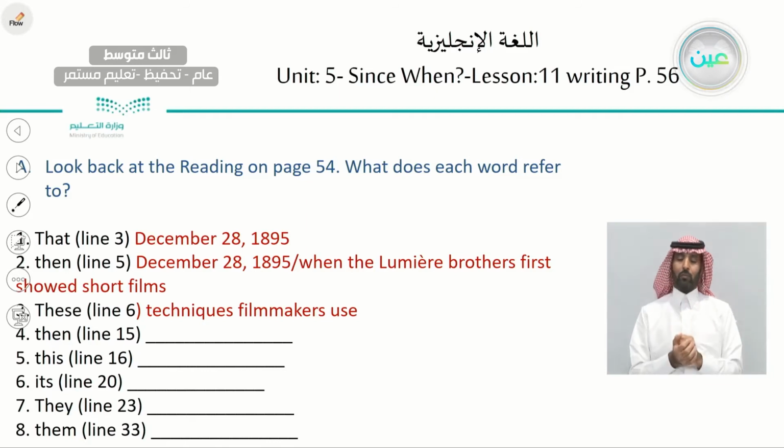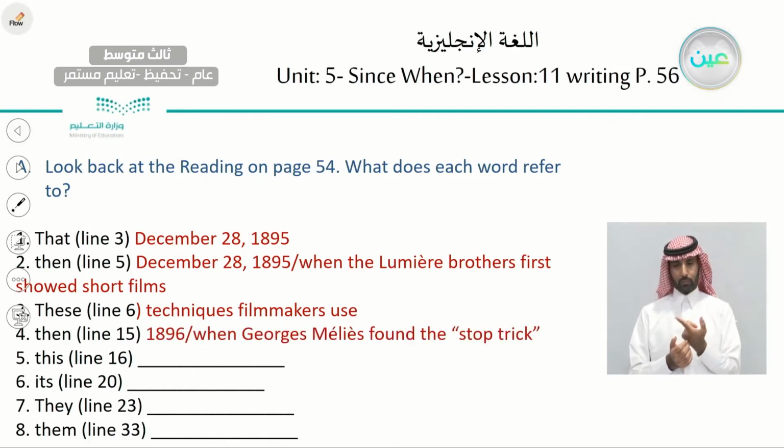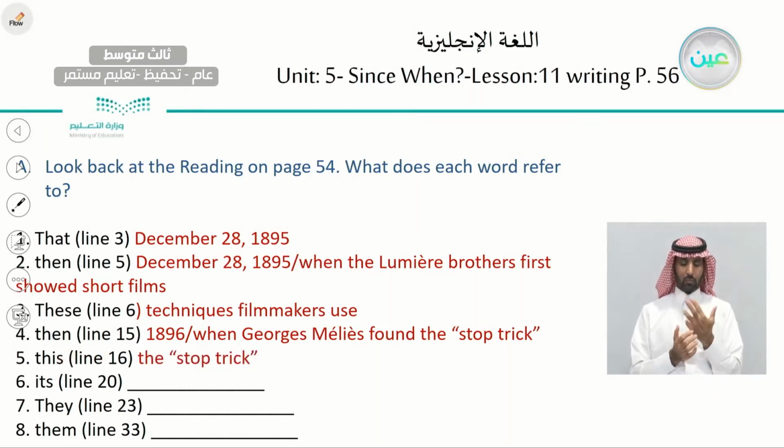Okay, what about number 4 in line 15? What does this word refer to? Okay, 1986, or you can say when George Miller found the stop trick. Okay, this is another answer. 5, this in line 16 refers to what? Excellent, the stop trick. Okay.